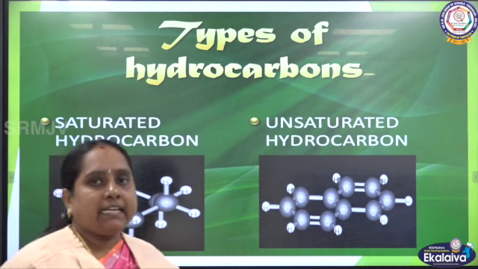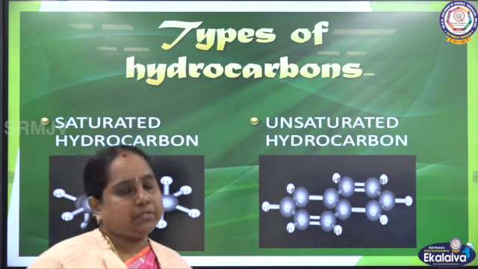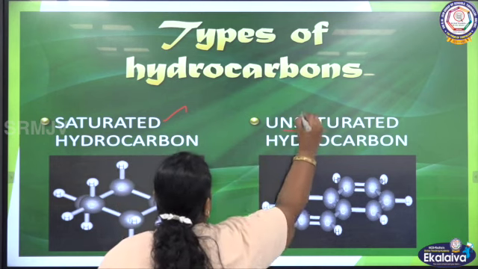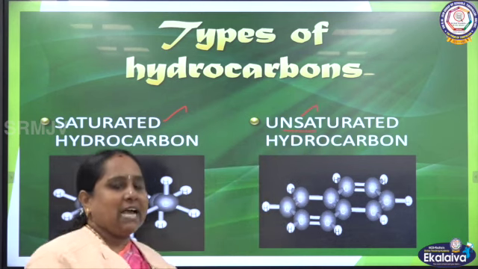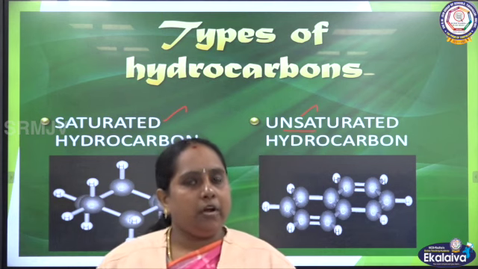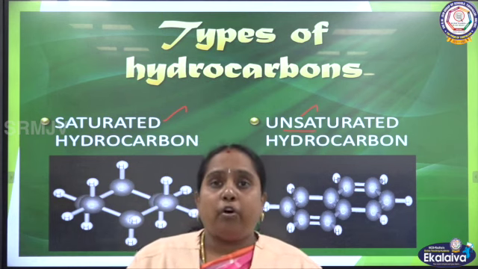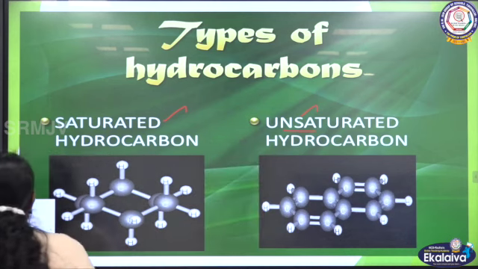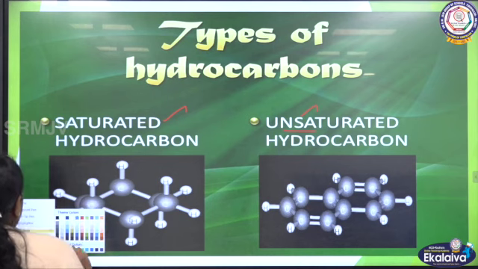Hydrocarbons are generally categorized into 2 main types. One is saturated and the other one is unsaturated. What is meant by saturated? Already I told you about the single bond, double bond and triple bond. If the compound contains single covalent bond, then they are called as saturated hydrocarbons.